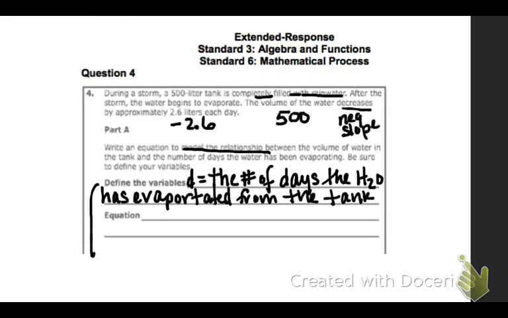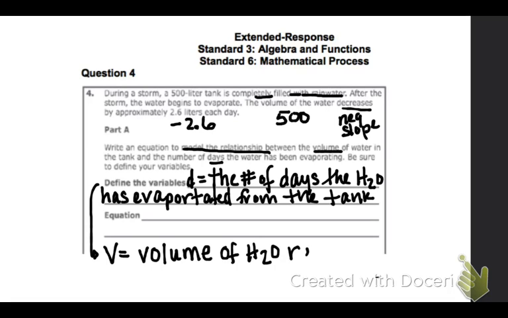I'm going to come down here because I'm going to define volume. So I wanted to define volume and days. So there's my 2, so V, and that's going to stand for volume. Of course, you could choose different letters as long as you define them. That's the volume of water remaining in the tank after evaporation. Okay? Now we need to write an equation.